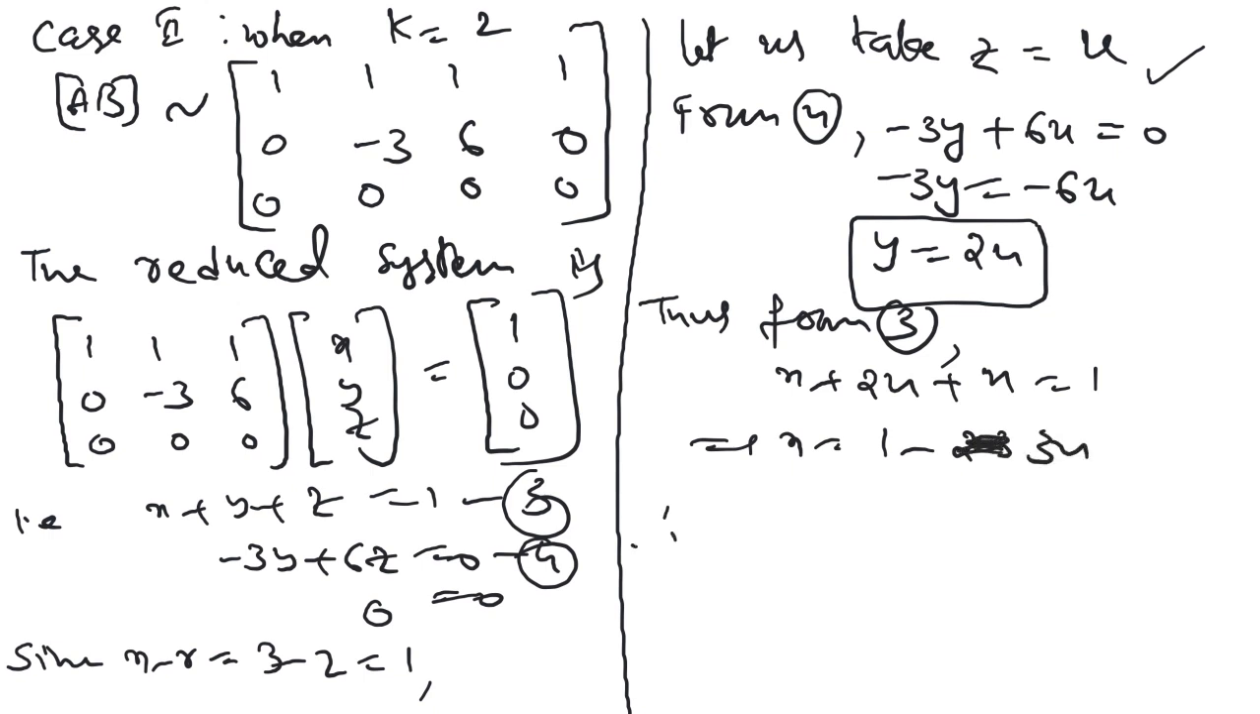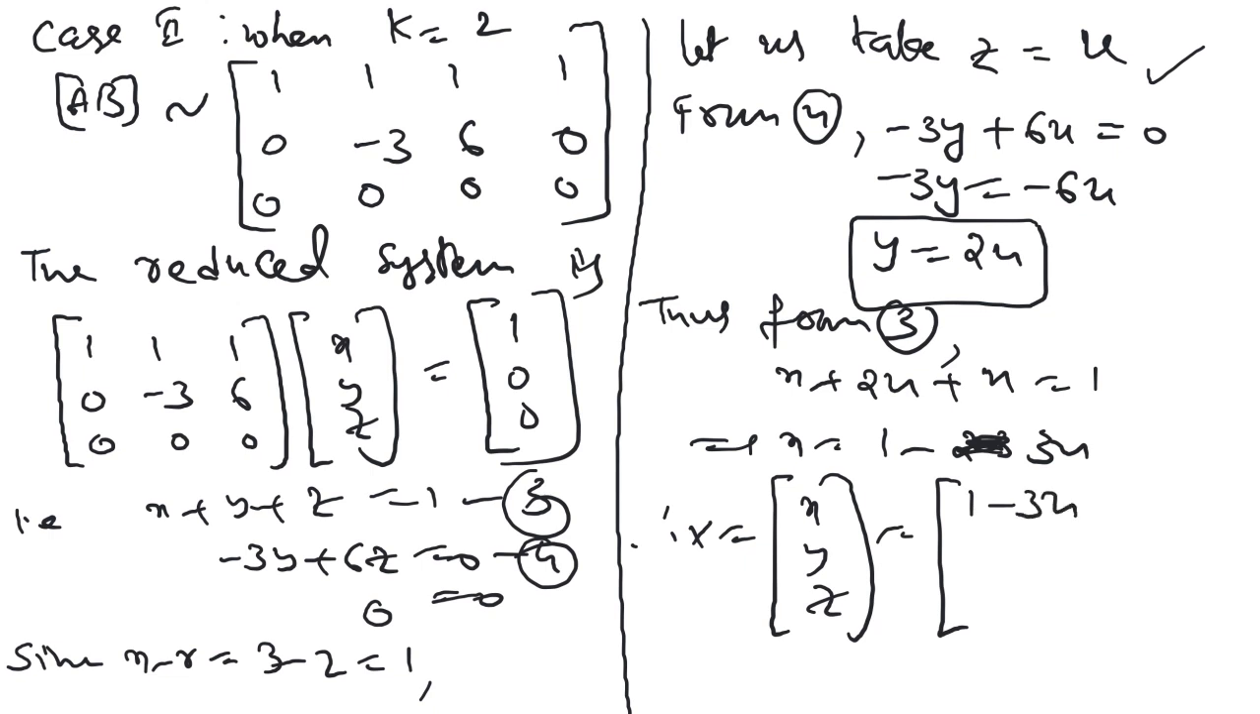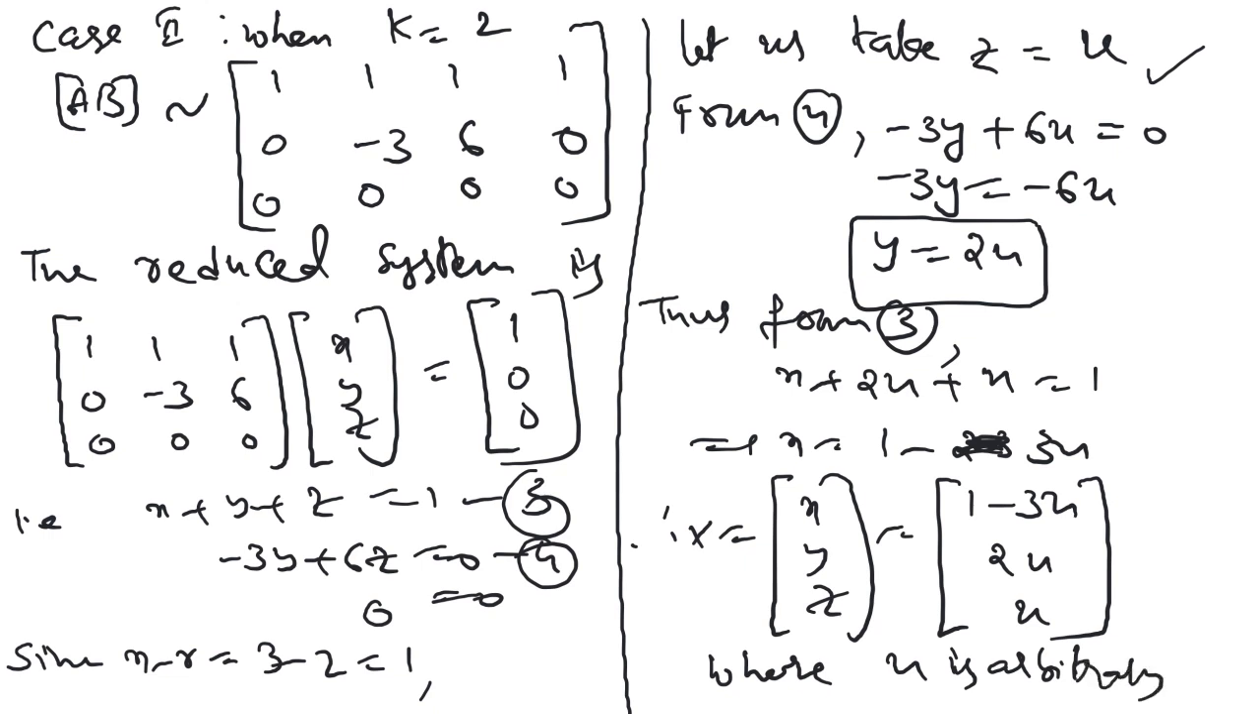Therefore, the solution vector, the column matrix in this case, is: the value of x is 1 minus 3u, the value of y is 2u, the value of z is u. So this seems to be one solution, where u is arbitrary. That means you can take infinitely many values, so we got infinitely many solutions. This solution indicates infinitely many solutions as u is an arbitrary constant.